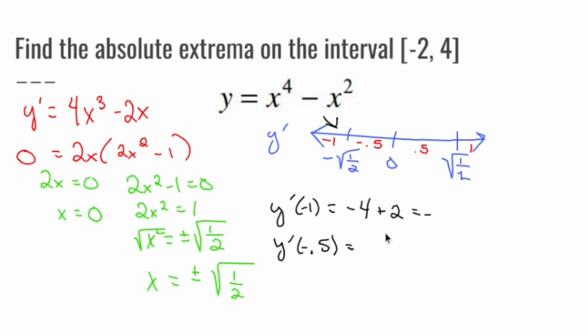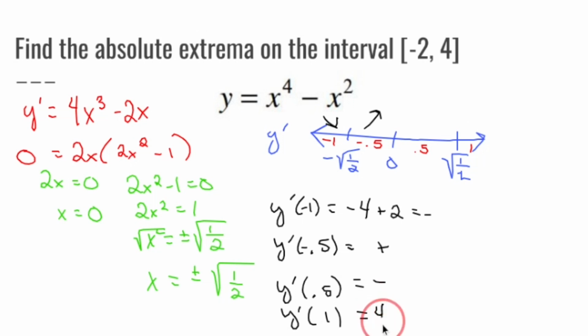All right, it's just positive. So you become positive. 4 times 0.5 cubed minus 2 times 0.5. That's negative. And let's plug in 1. I can do that without my old friend Siri helping me out. That's going to be 4 times 1, which is 4, minus 2 times 1, which is 2, which is positive. So there you have it.